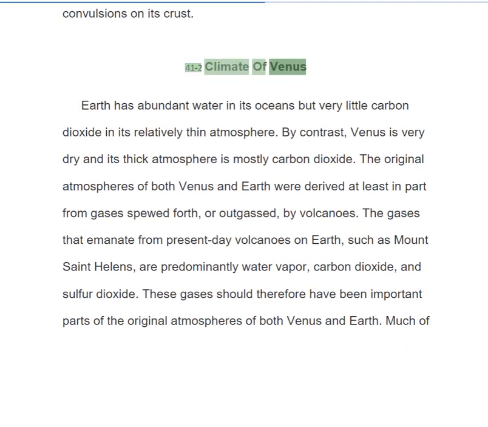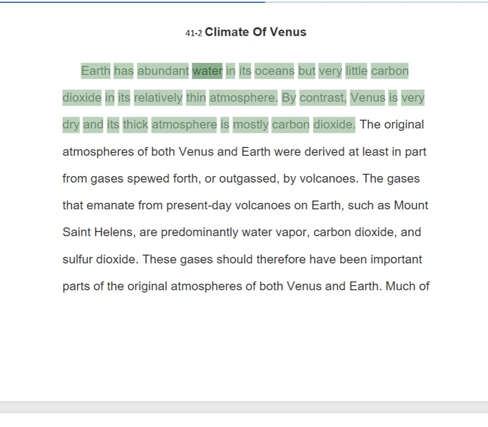41.2 Climate of Venus. Earth has abundant water in its oceans but very little carbon dioxide in its relatively thin atmosphere. By contrast, Venus is very dry and its thick atmosphere is mostly carbon dioxide.